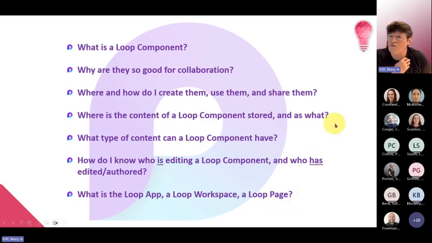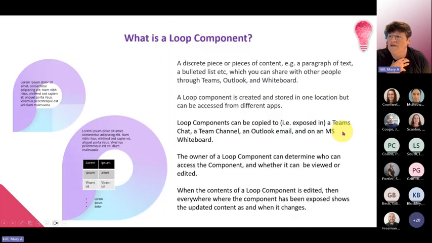So let's start off with, what is a Loop component? Right, it's a discrete piece or pieces of content. At the moment, we can use Loop components in Teams, Outlook and Whiteboard, Teams chat and Teams channel conversations. A Loop component is created and stored in one location, but it can be accessed from lots of different apps. It can be copied between a Teams chat, a channel, an Outlook email, and even a whiteboard.